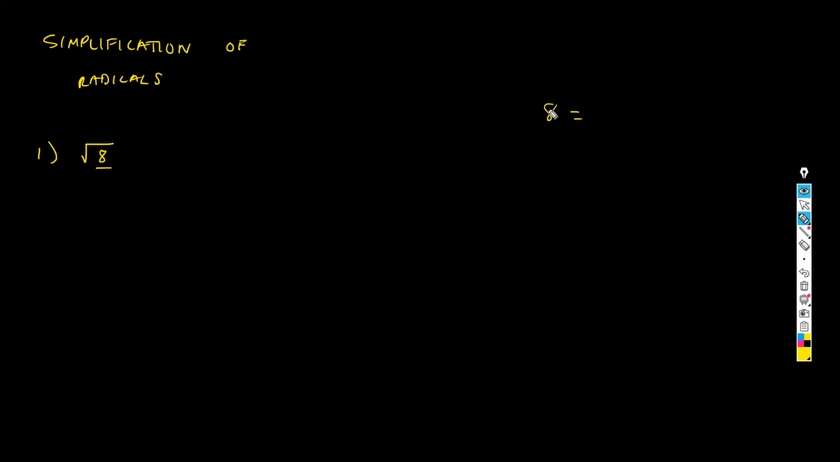The factorization of 8 in prime factors is 2 times 2 times 2. 2 times 2, 4 times 2, 8. Are all of these numbers prime numbers? Yes. Therefore, this is the prime factorization. This is what we know as the prime factorization of the number 8.